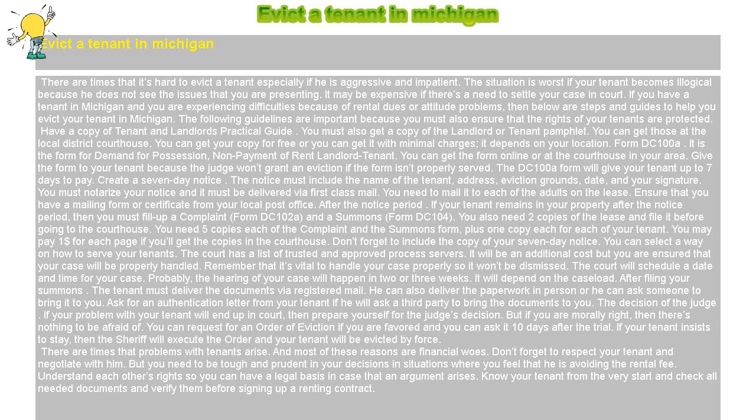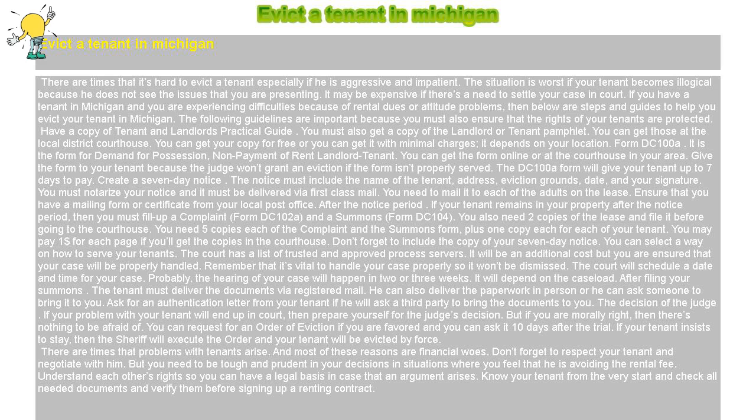After filing your summons, the tenant must deliver the documents via registered mail. He can also deliver the paperwork in person or he can ask someone to bring it to you. Ask for an authentication letter from your tenant if he will ask a third party to bring the documents to you.